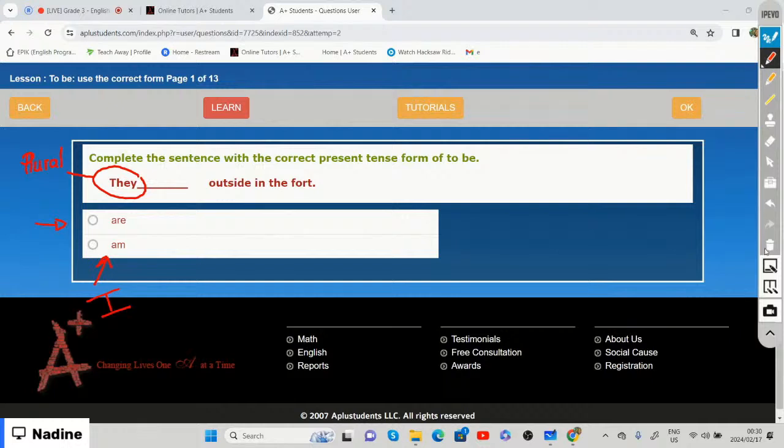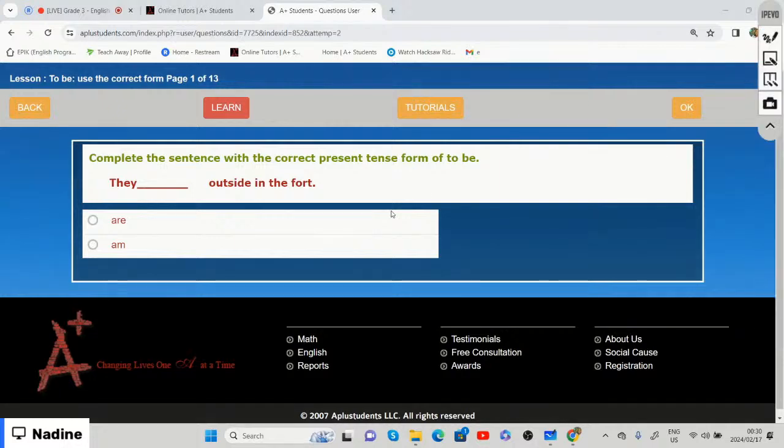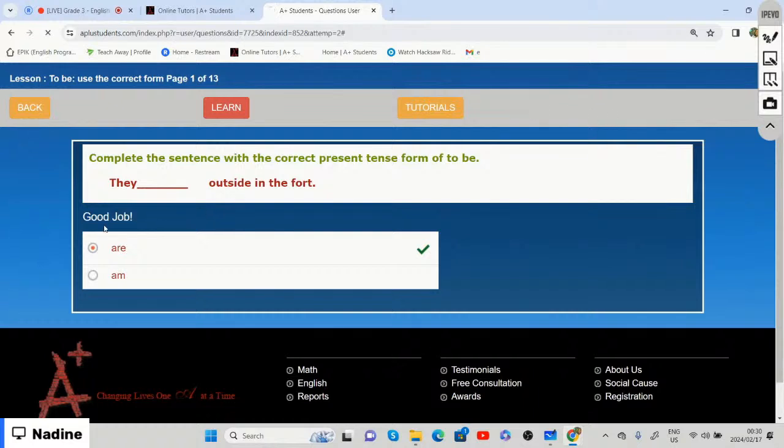All right, so now we're moving along. So we can say they are outside the fort. So well done. Are is correct.